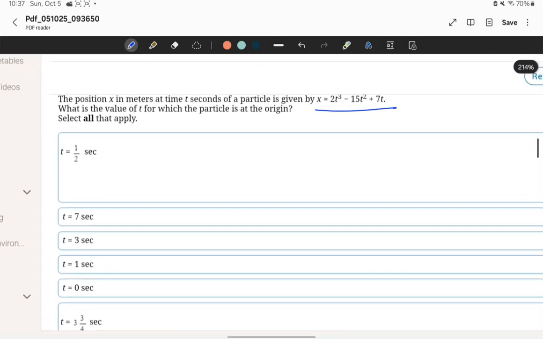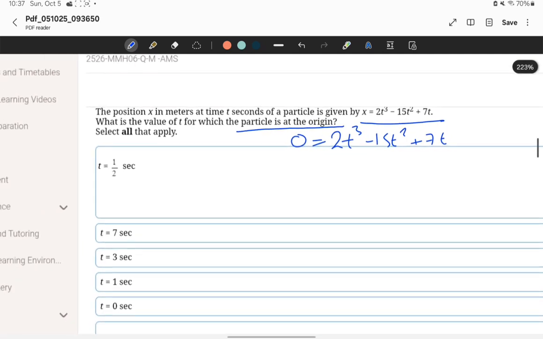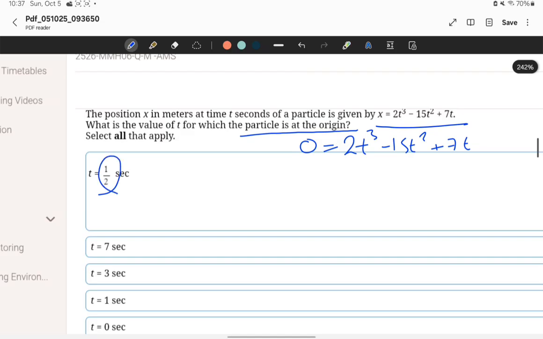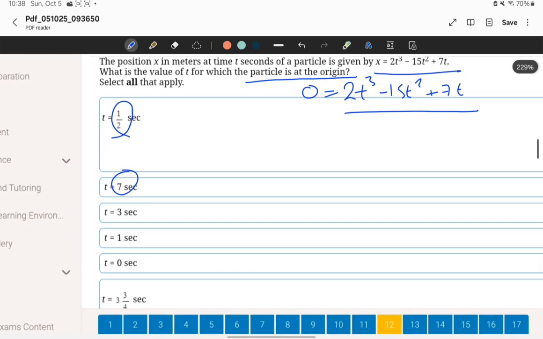They want for which values of t the particle is at the origin, so when x equals 0, it's equal to 2t cubed minus 15t squared plus 7t. So the easiest way to go about this is just substitute each of these values into our equation and see if you get 0. If you get 0, that means it's an option. If you don't, then it's not.